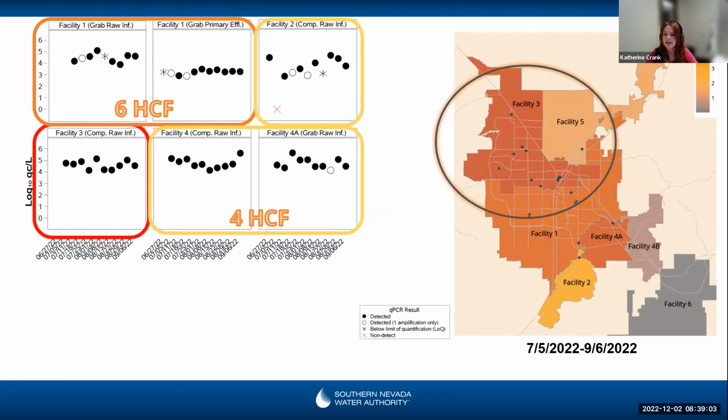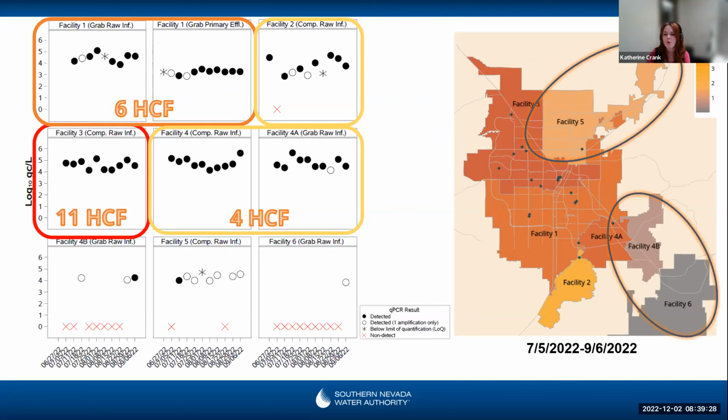Facility 3 has our second largest service area and population and our largest number of healthcare facilities experiencing outbreaks, with high consistent concentrations ranging between approximately 4 and 5 log-10 genome copies per liter. This facility's wastewater has our highest C. auris concentrations and a 100% detection rate.